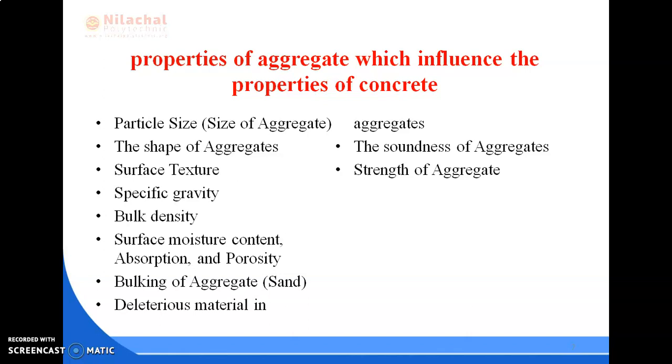Let us discuss some properties of aggregate which influence the properties of concrete, like particle size, that means size of aggregate, shape of aggregate, surface texture, specific gravity of aggregate, bulk density of aggregate, then surface moisture content, abrasion, porosity, bulking of aggregate, deleterious material in aggregate, soundness of aggregate, strength of aggregate. These are some basic properties which mostly affect the properties of fresh concrete or hardened concrete. So during preparation we must take care of it.